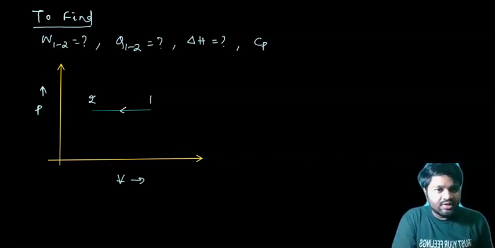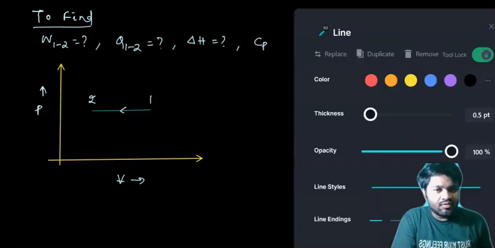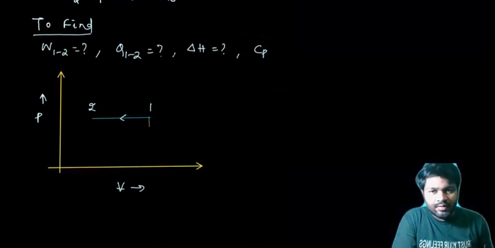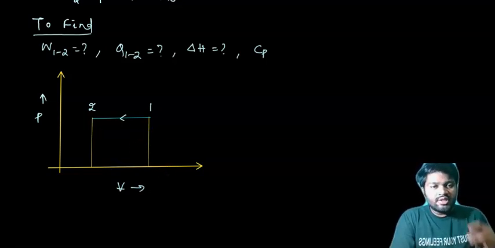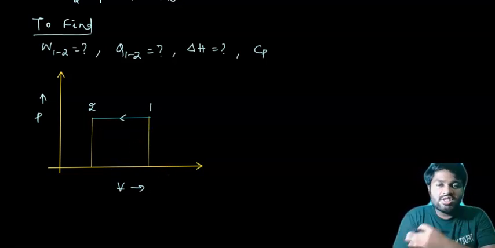So initially if I try to show, this will be the volume, the initial volume we can say, and this is the initial volume, right? So the initial volume was 2.5 meter cube, and this is the final volume. This is 0.5 meter cube, right? Okay, so this is how we can draw the pressure versus volume diagram.